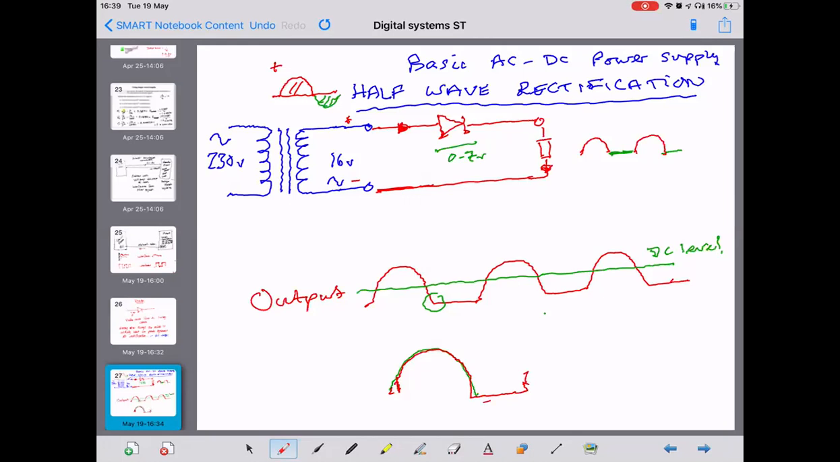So with that half-wave rectification, out of the 16 volts, you'd actually get 15.3 here at the peak. Okay, but the average meter reading voltage will be much lower than that, about 7.5. Okay, so that's half-wave rectification.